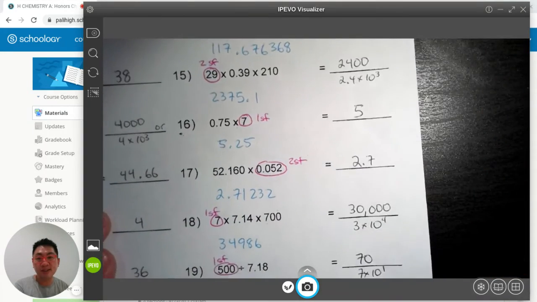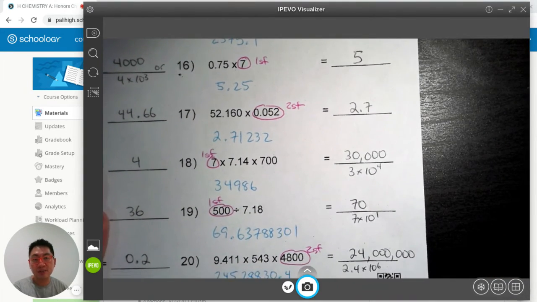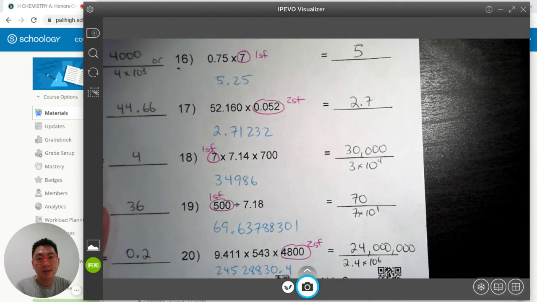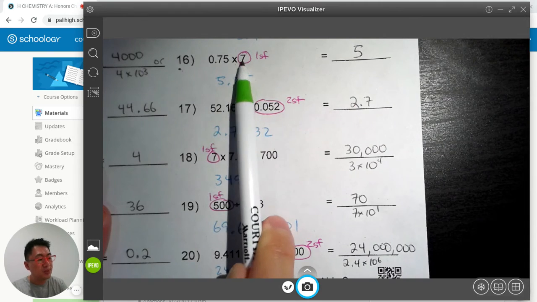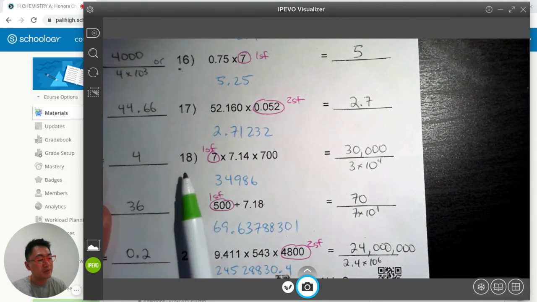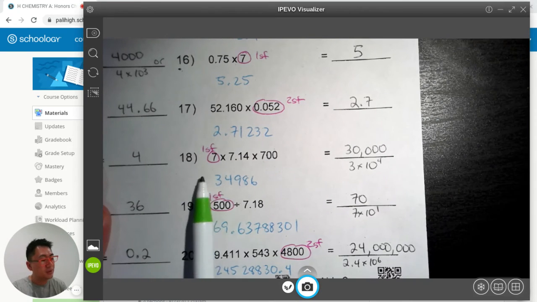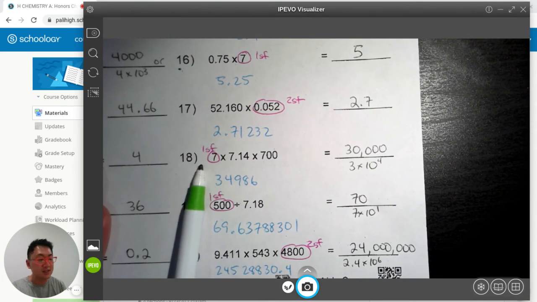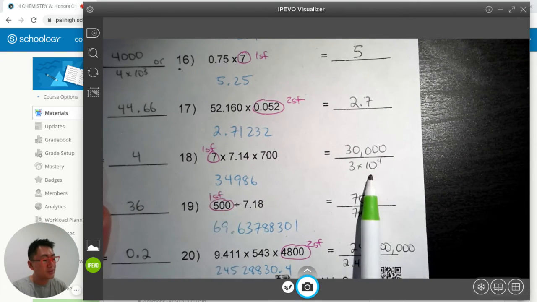16 through 20. Okay, so question number 16. Again, blue ones are the calculator answer. 1 sig fig, 5.25 rounds to 5. 2 significant figures, that'll just be 2.7. 1 significant figure, because of that 7, this rounds to 30,000, or 3 times 10 to the fourth.